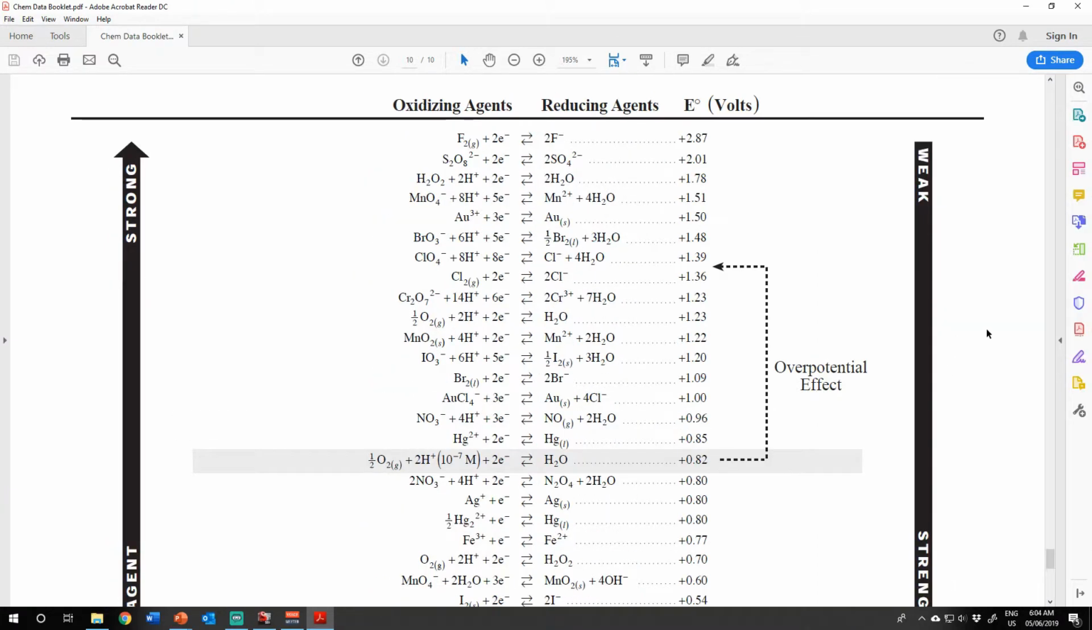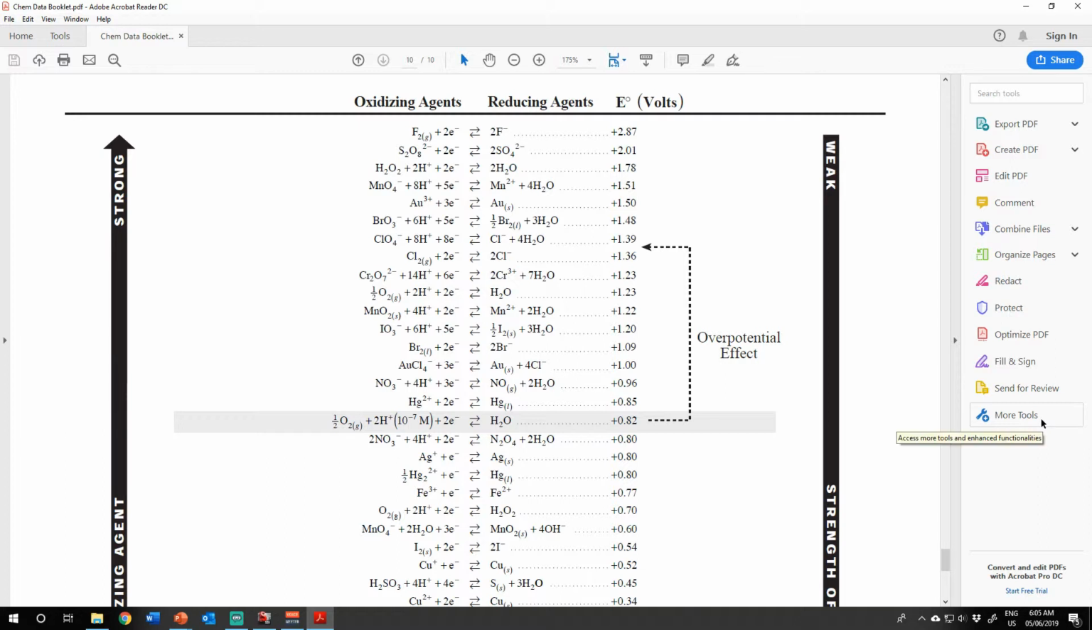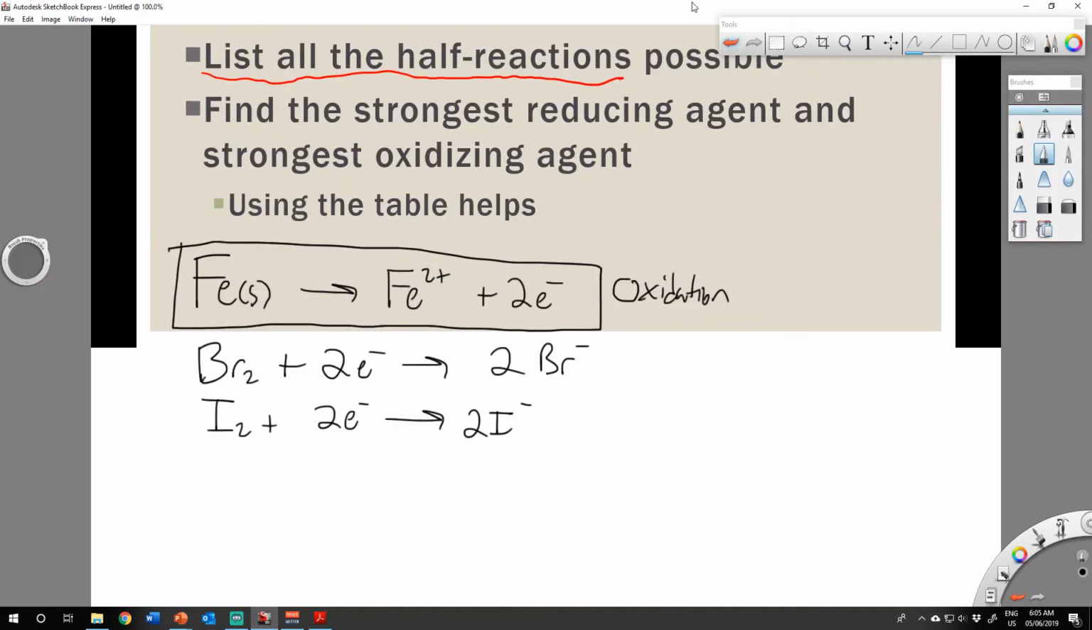There's bromine. Bromine's there. Bromine is here. Iodine is down here. So bromine is a stronger oxidizing agent. So going back to our notes here, since bromine is the stronger oxidizing agent, this will be my reduction. Where's my reduction? Right, there we go. So now we've determined that these will be the oxidation and reduction pair for this redox reaction.